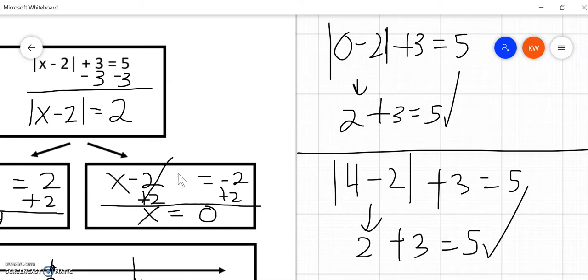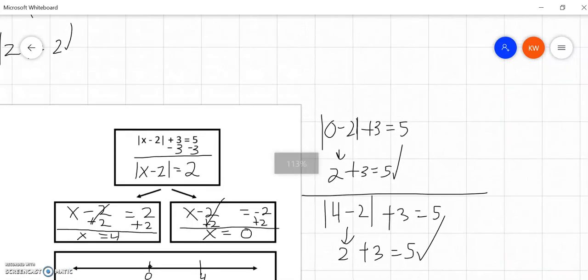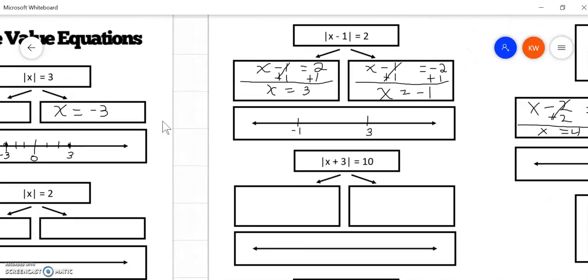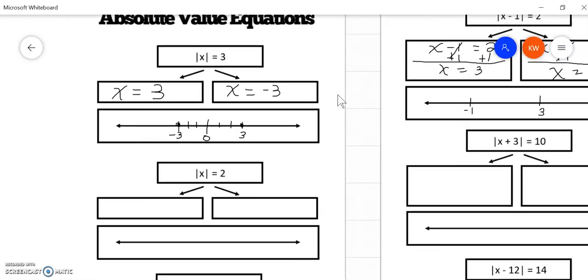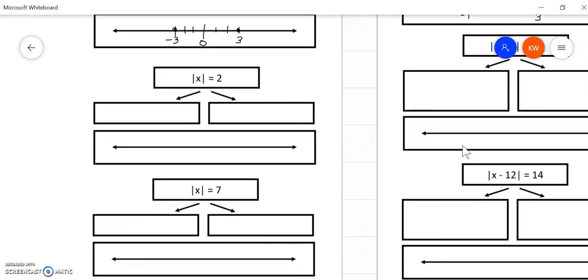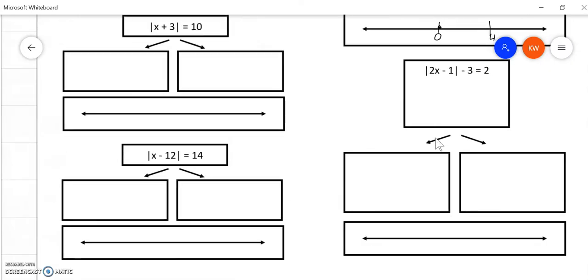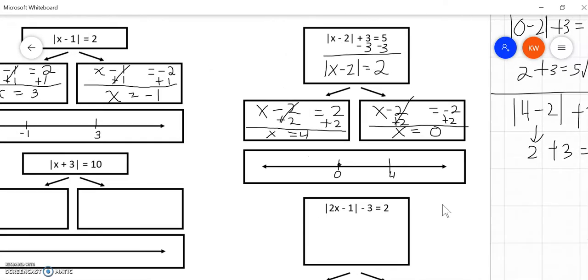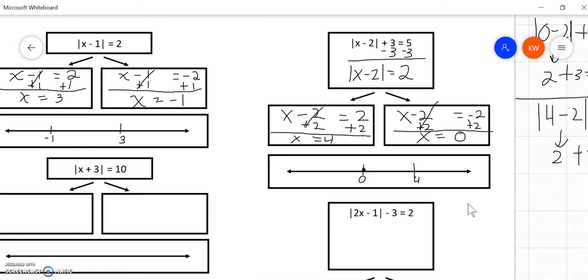Now, I did 3 of these. That means that you guys are responsible for the rest of these questions here. Okay, so you got 1, 2, 3, 4, and 5. This is practice. You also have a practice assignment for Wednesday for you if you have not already completed that.